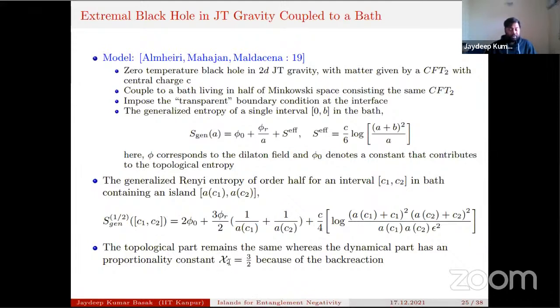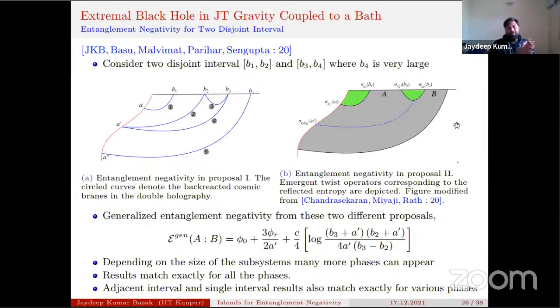We have taken chi2 because we are considering the AdS3/CFT2 scenario, and these 3 by 2 terms are only multiplied in the second and third terms, not the first one, because the second and third terms are the only dynamical terms here. So they are only going to get the back reaction effect. Now, when we have set the model, we can now consider two disjoint intervals.